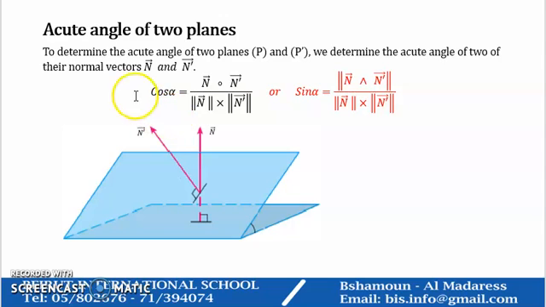Here you notice that I have n and n prime, and we use this formula. Between two planes, that is, the angle between two planes, I take the normal vector of the first plane and the normal vector of the second plane. Also we can use the same formula, but by using normal vectors.